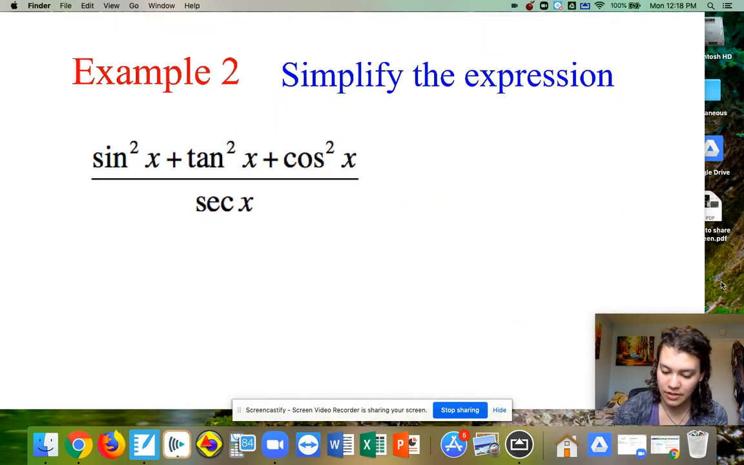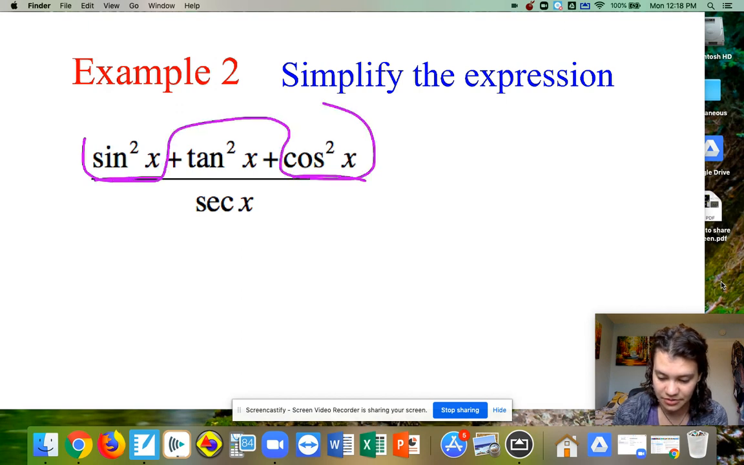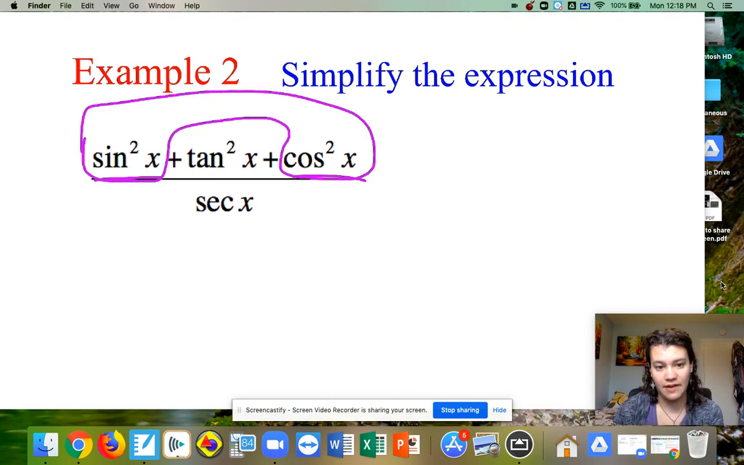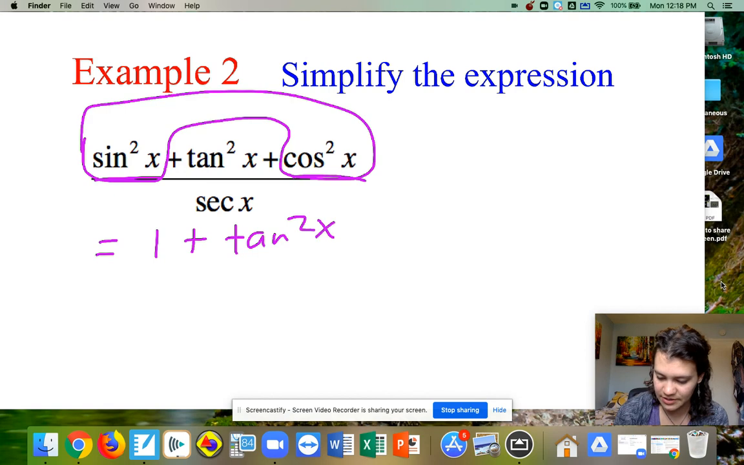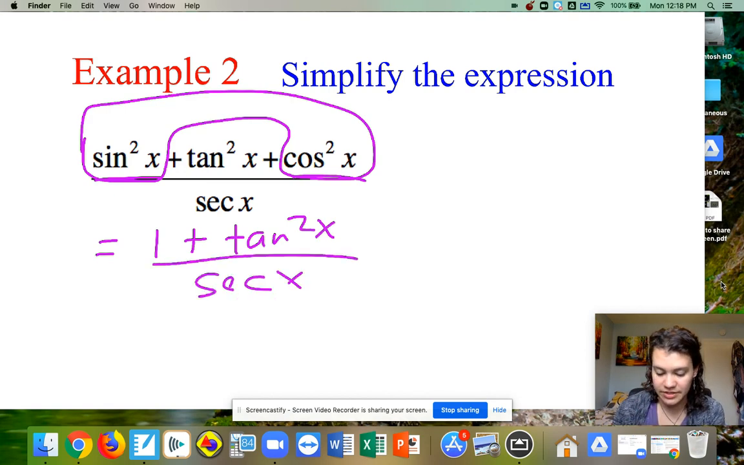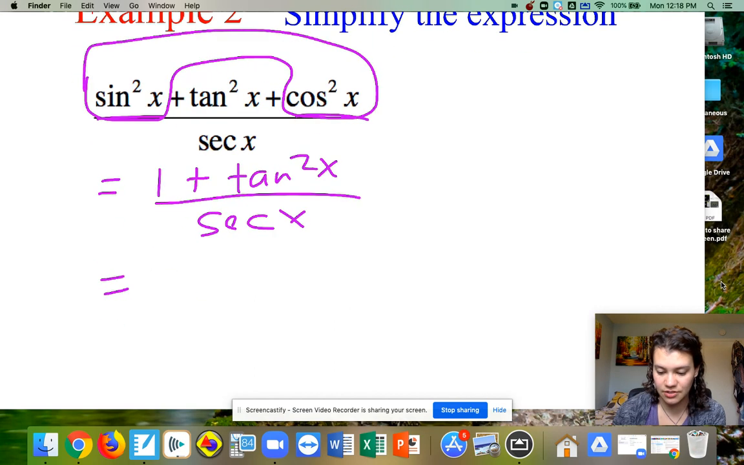This one here, I see a sine squared and a cosine squared, which if you go back to your Pythagorean identities is one option. So if I clump these two, those two added together have to equal 1. So I can rewrite this as 1 plus tangent squared of x all over secant of x. And then stay in that same Pythagorean identity section, and 1 plus tangent squared is going to be the same as secant squared of x.